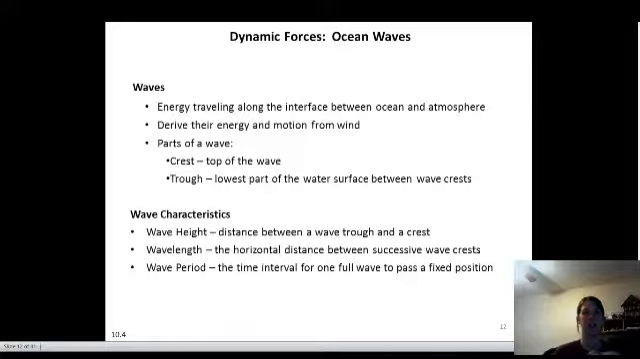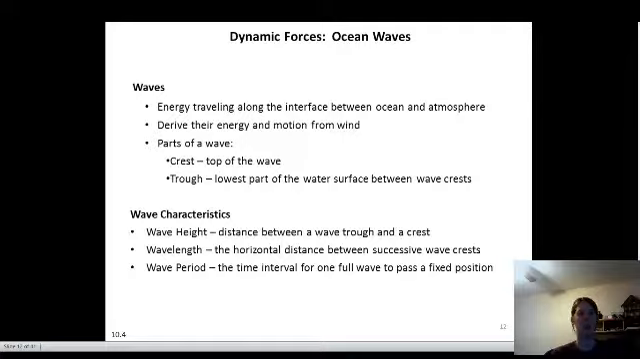So when we look at these dynamic forces and their impact on shorelines, first we want to look at ocean waves. So what are waves? We talk about them, we go to the beach, oh, there's a lot of waves today, there's high waves today, there's not a whole lot. Waves are just the energy traveling along the interface between the ocean and the atmosphere. They derive their energy and motion from the wind. So the wind is really what's giving the energy to this movement at that boundary.